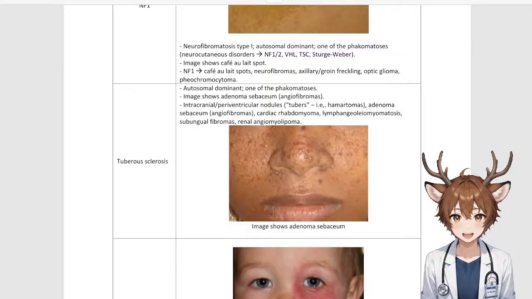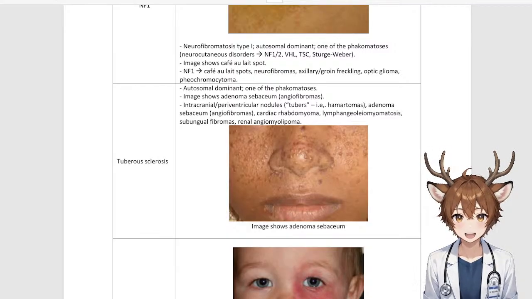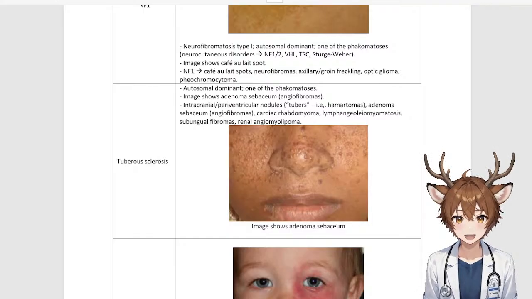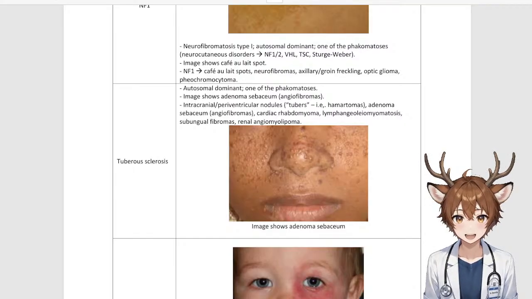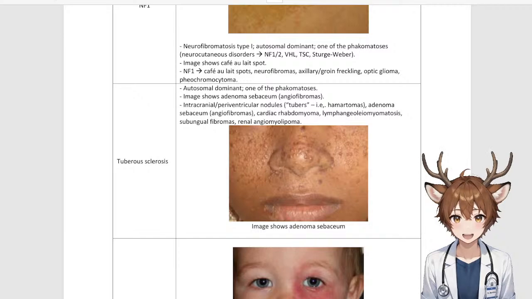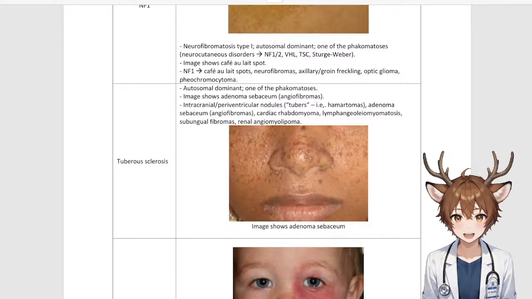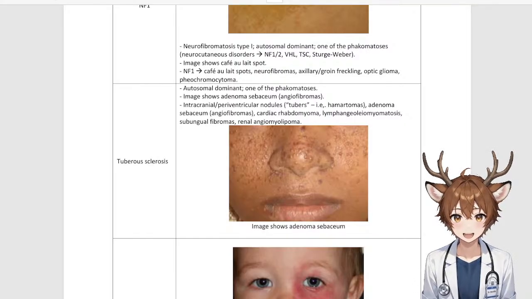Let's talk about tuberous sclerosis. Autosomal dominant, one of the phacomatoses. Image shows adenoma sebaceum, angiofibromas, intracranial periventricular nodules, tubers, that is to say, hamartomas. Adenoma sebaceum, angiofibromas, cardiac rhabdomyoma, lymphangioleiomyomatosis, subungual fibromas, renal angiomyolipoma. Well, that's a lot. That's a mouthful.